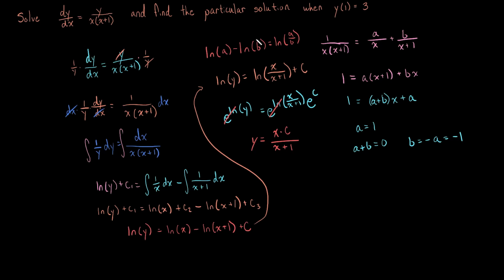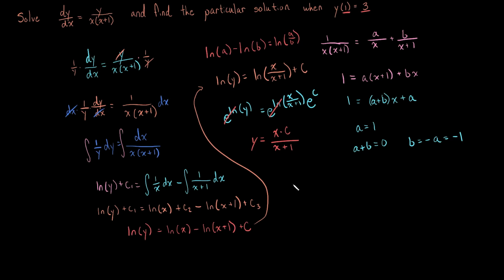And now here comes the part where we have to do the particular solution. If you'll remember, we have to find the constant when y is equal to 3. So this is the y is equal to 3 part. And when x is equal to 1, that's what the x value is.